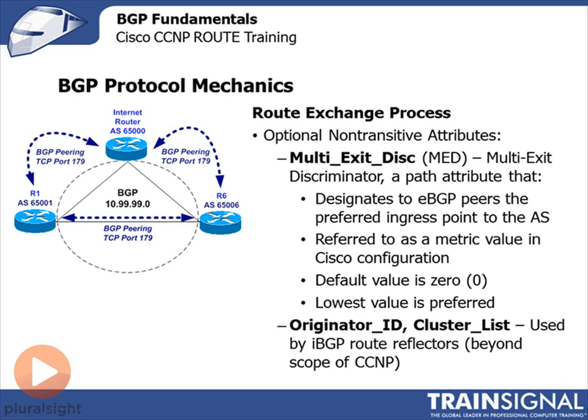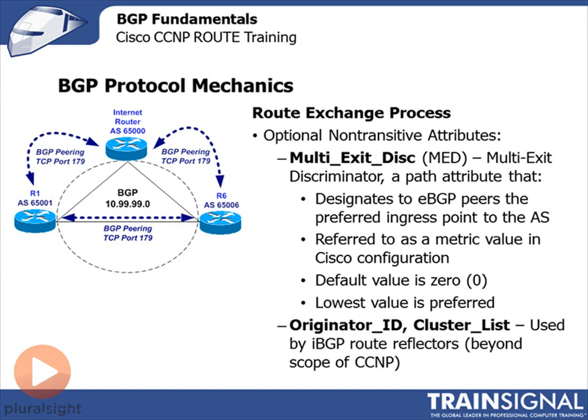An optional non-transitive attribute is the multi-exit discriminator. This is a path attribute that's sort of the opposite of local preference. It's not talking about the preferred exit point from an autonomous system, but it's announcing to neighbors the preferred ingress point for the autonomous system. It's advertised to eBGP peers. When you see the word metric within BGP, it's not metric as we've traditionally thought of it, but it's actually a numerical value for the multi-exit discriminator. The default value is 0 and the lowest value is preferred. For instance, with local preference, the higher number is preferred. In the multi-exit discriminator, the lower number is preferred. And again, it's the entry point into an autonomous system.